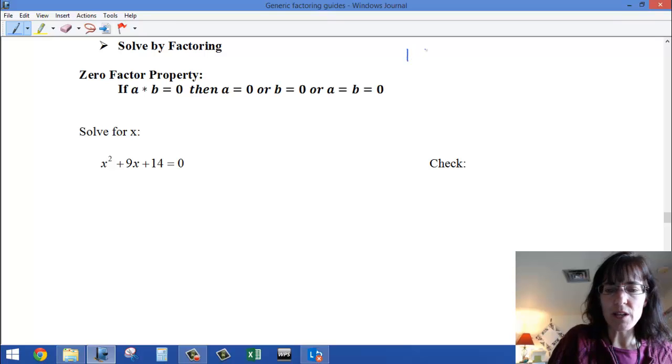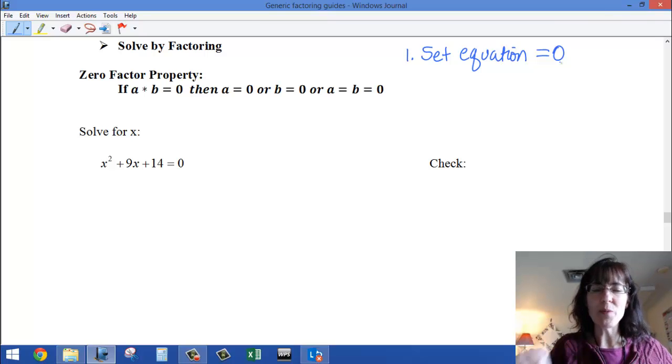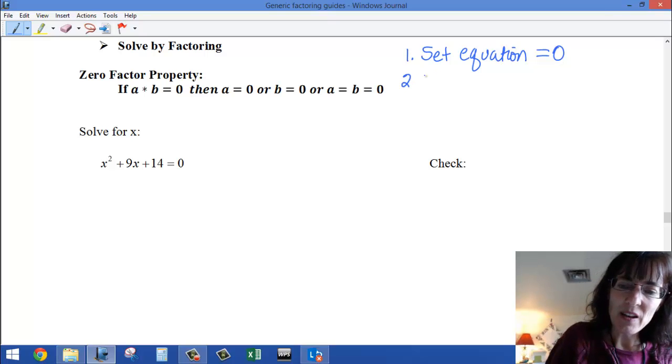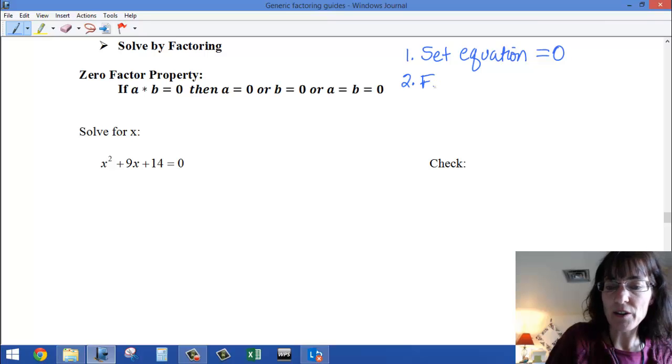The first thing is we want to get the equation set equal to 0. That means to put it in standard form. That's what we call it. And then the next thing we will do is factor completely.